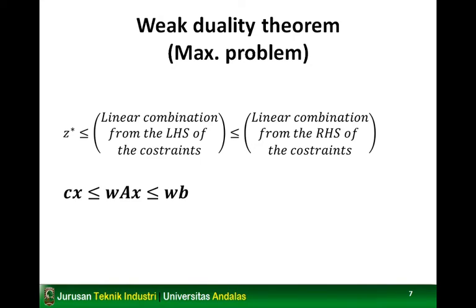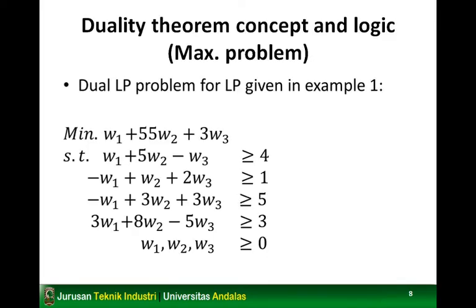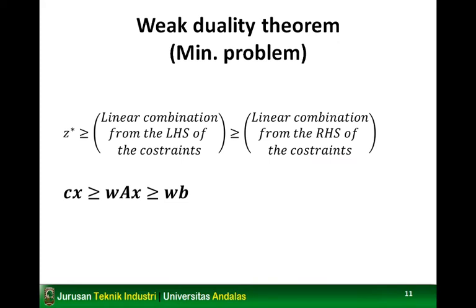Now for the min problem, it is just the opposite, the weak duality theorem. So z star must be bigger than or equal to the linear combination of the left hand side of the constraint, and that must be bigger than or equal to the linear combination of the right hand side of the constraint. So that's the weak duality theorem.